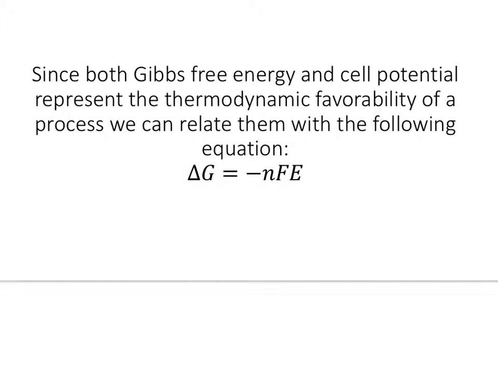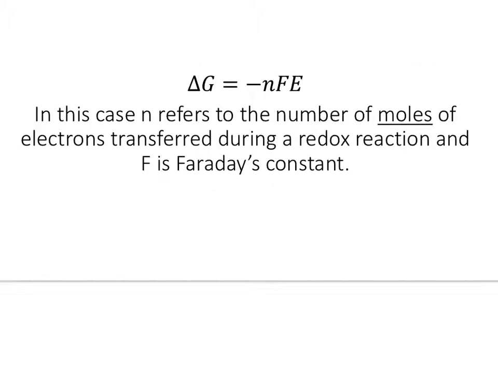process, we can, coincidentally, relate them with the following equation. Delta G equals negative NFE. And I'll explain what N is in just a bit, and F. So delta G equals negative NFE. In this case, N refers to the number of moles of electrons transferred during a redox reaction, so that coefficient of electrons. And F is what we call Faraday's constant.